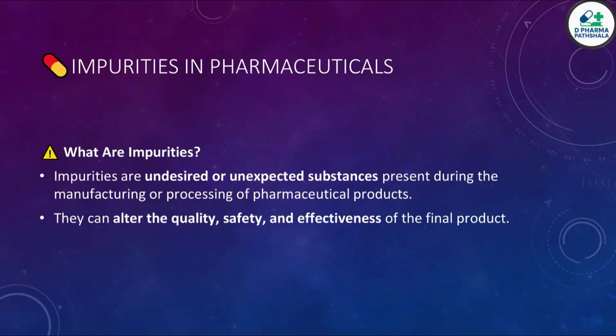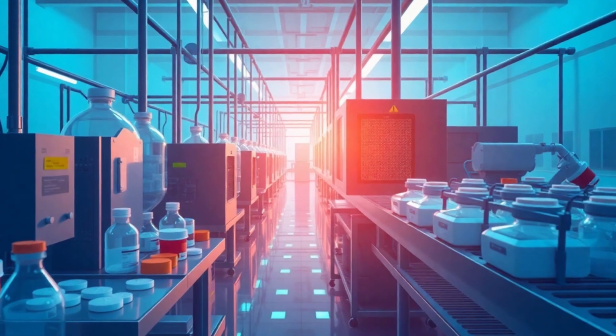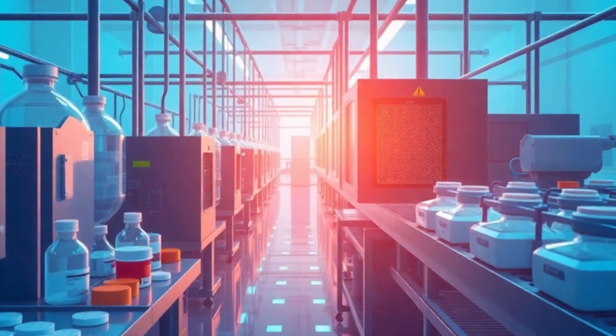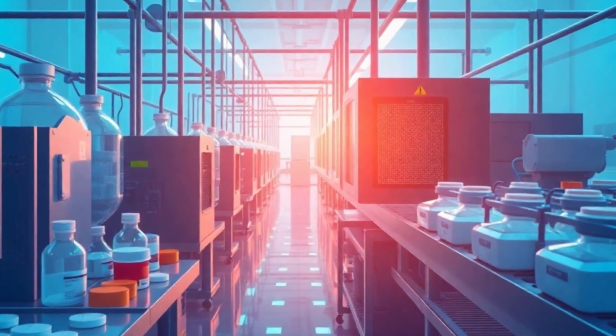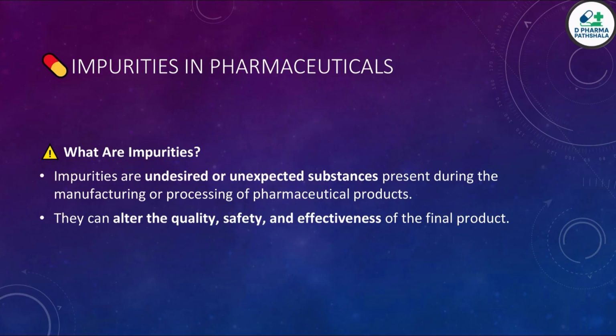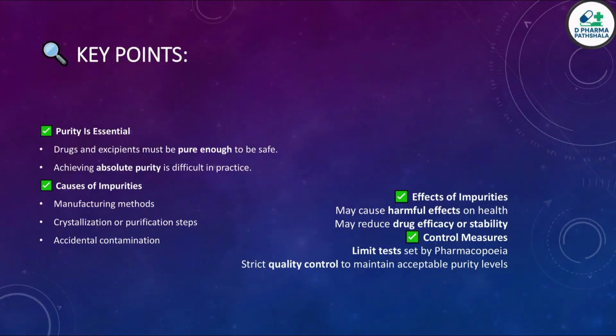Let's understand what impurities are in pharmaceuticals. Impurities are unwanted or unexpected substances that enter the product during any stage of manufacturing, handling, or storage. These impurities can change the effectiveness, safety, or quality of the drug.